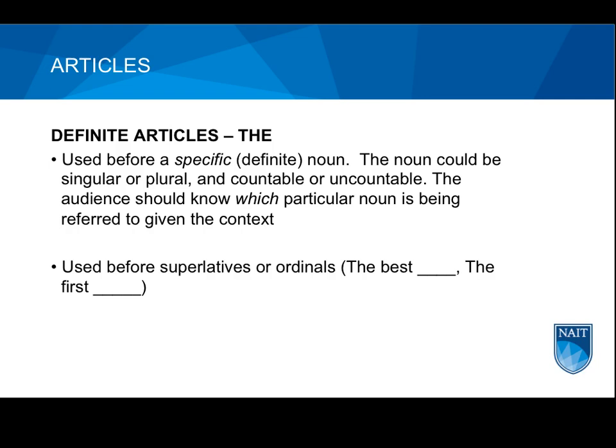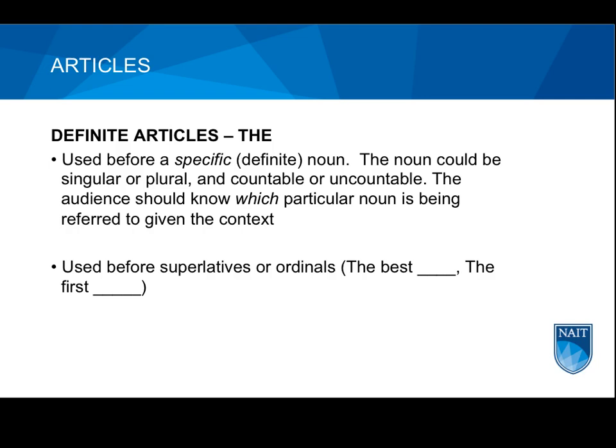The definite article is the word the. We use the before a specific noun. We call it a definite noun because it is specific or known to the audience. The noun can be singular or plural, countable or uncountable. So we use the a lot in the English language.